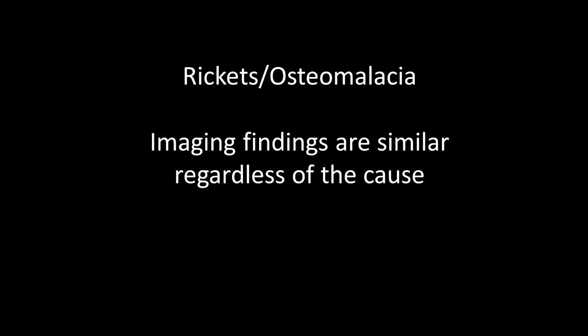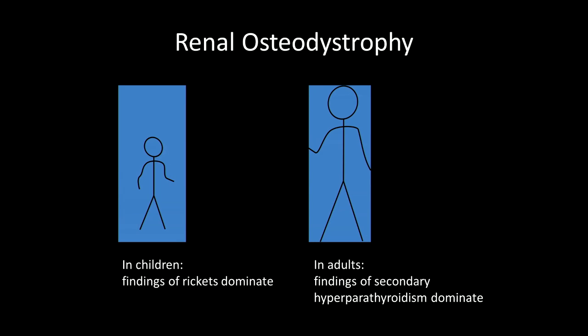So the same good news applies in rickets and osteomalacia. Once you recognize these findings that are mainly at the growth plate, you're going to be able to make the diagnosis, and then you can start to deduce the etiology. And in a lot of cases, it'll be due to chronic renal disease, but other causes are possible. So again, I've said this point many times, but it bears repeating. When you speak about renal osteodystrophy in children, the findings of rickets dominate, while in adults, the findings of secondary hyperparathyroidism dominate.